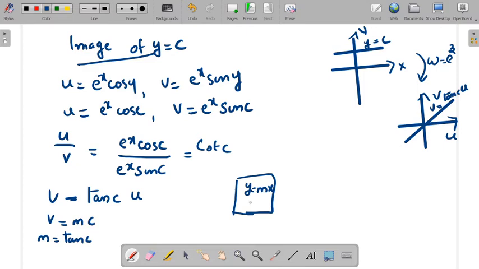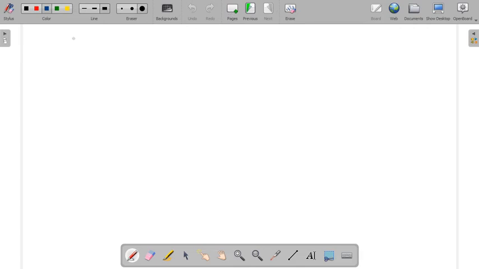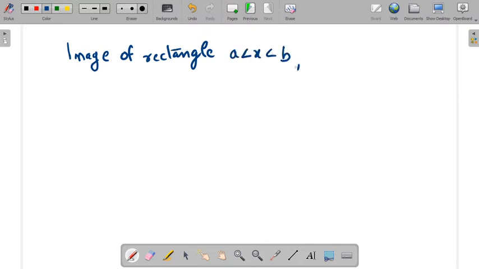Now, if this is the case, let us proceed to find the image of a rectangle. That is, the image of a region bounded by such curves. So, suppose we want to find the image of the rectangle a less than x less than b, c less than y less than d. നമ്മളിപ്പോൾ ചെയ്ത കാര്യം തന്നെയാണ്. അതിനെ നമ്മളൊരു റീജിയനിലേക്ക് കൺവേർട്ട് ചെയ്തു എന്ന് മാത്രമേ ഉള്ളൂ.